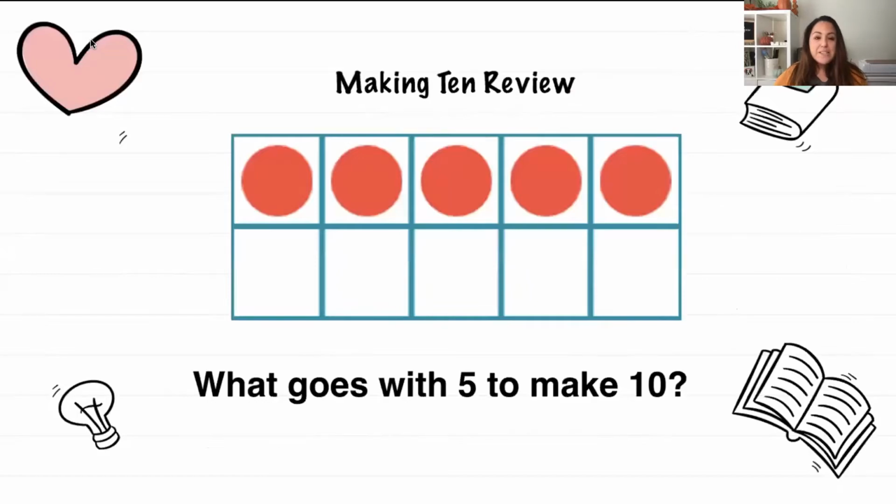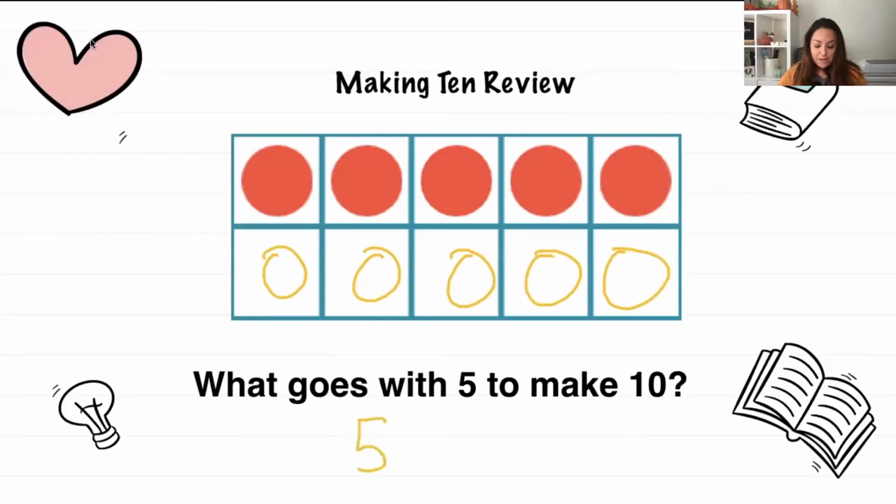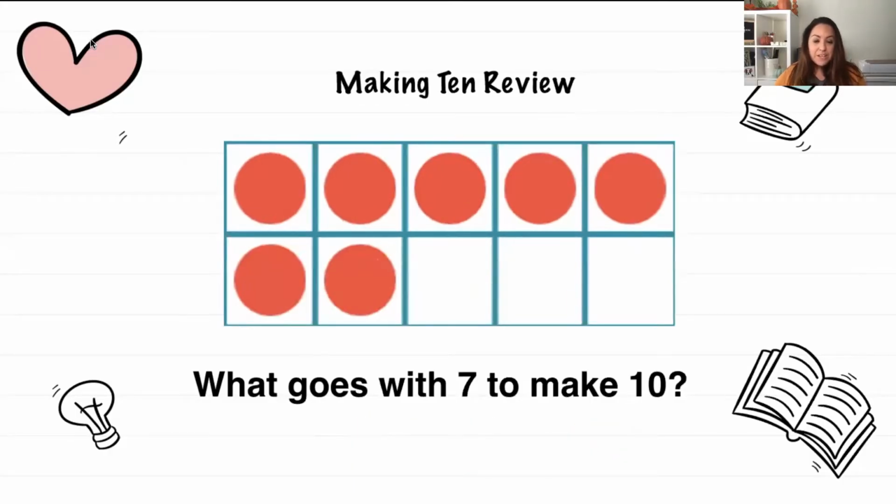All right, let's talk about making 10s. This is just kind of a review. So this is a 10 frame, and you can see that we have 5 dots on there. How many more dots do we need to make a 10? Well, I have that 5, so I'm going to go ahead and add 1, 2, 3, 4, 5. So if I'm going to make a number sentence for that, my number sentence would be 5 plus 5 equals 10.